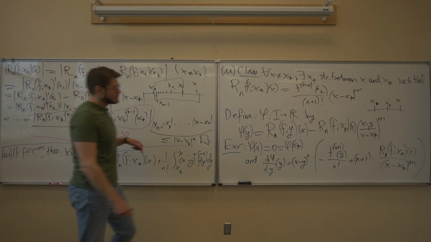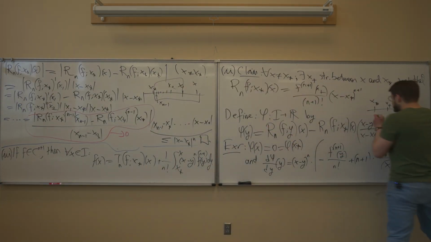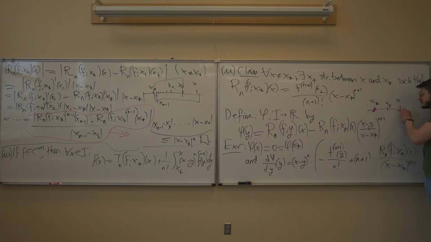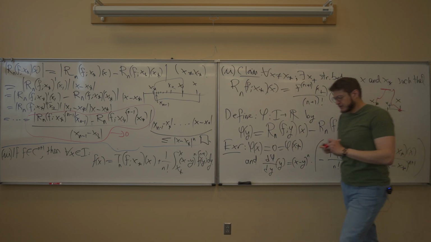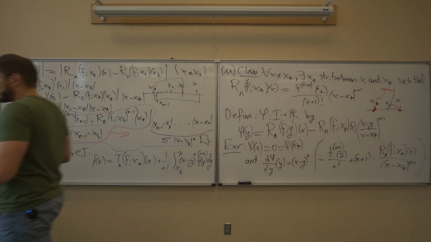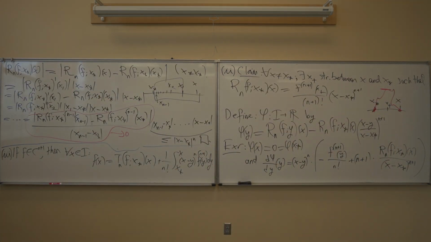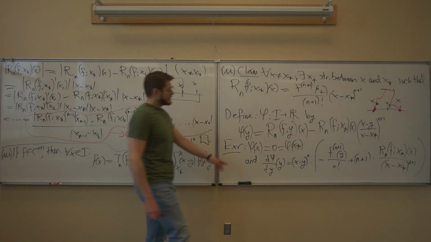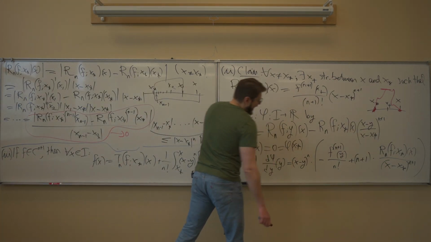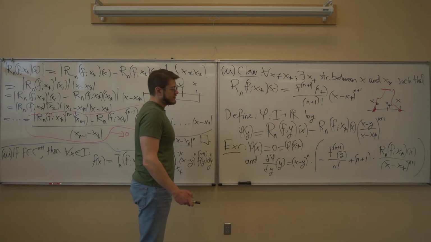Let me just remind you. So this phi is some function such that it is 0 here, it is 0 there. Rolle tells me that eventually, somewhere in between, the derivative is going to be 0. So by Rolle's theorem, or by Rolle's lemma, I know that there is some x dagger such that the derivative of phi at x dagger is 0.